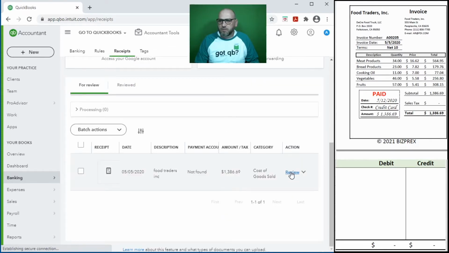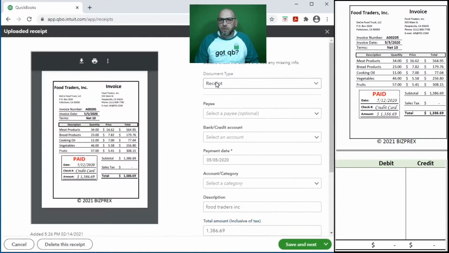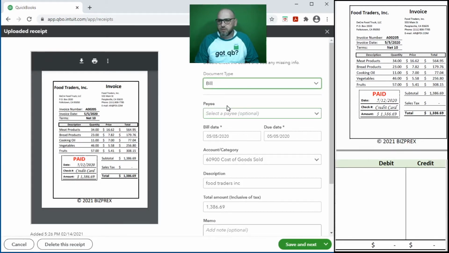Okay, here it is. Let's review it. So see, previously we worked with receipts. Let's switch this interface, right? Let's click bills. Okay, things are going to change a little bit, right? What we're going to see is that we're not going to see the credit card slash bank account being affected. So let's get to it.